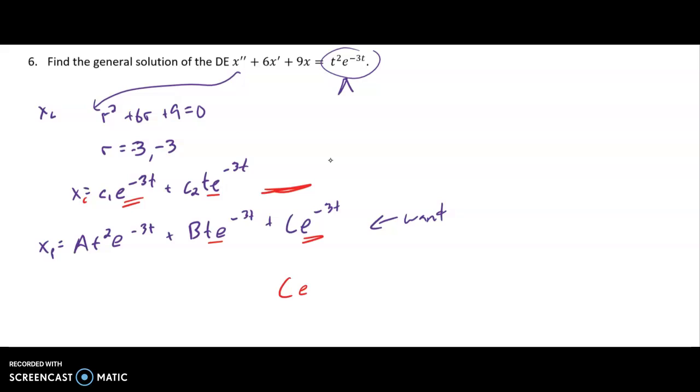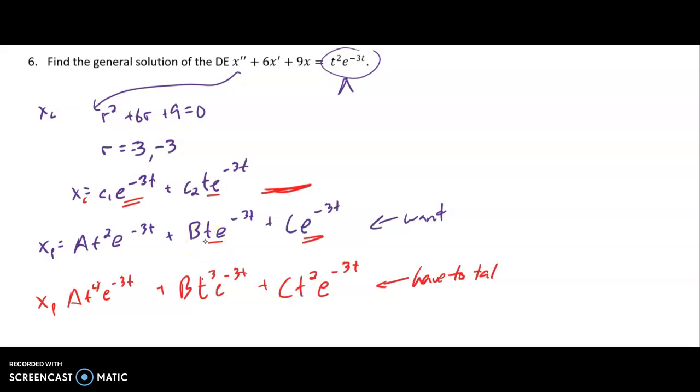So I'm going to take the lowest one. I've got c. Where do I have to start? I have to start at t squared e to the negative 3t, and b is going to have to get bumped up to t cubed e to the negative 3t. And my a term is going to have to be t to the fourth e to the negative 3t. So while I want to take that more, quote, simple xp right here, this is what I have to take because of linear independence issues.